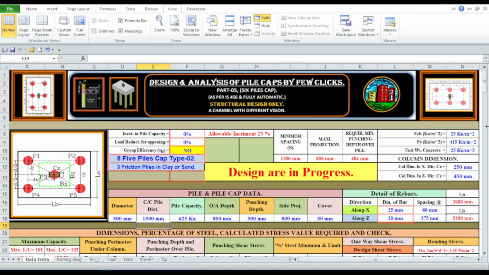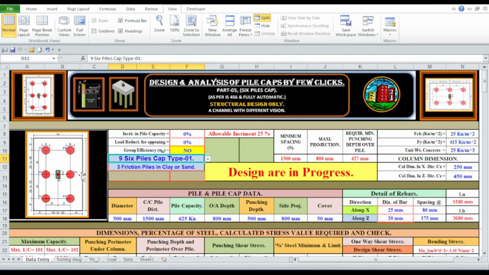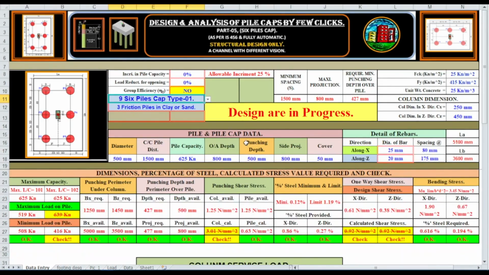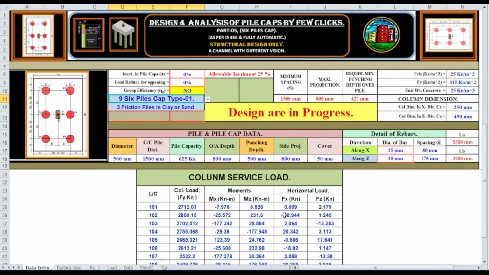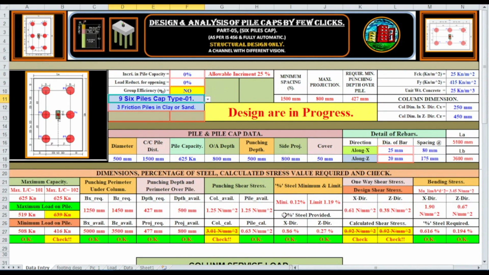5 pile cap is not sufficient. So I'm changing here to 6 pile cap in XZ direction. This is our column load. Now I am considering the increment.